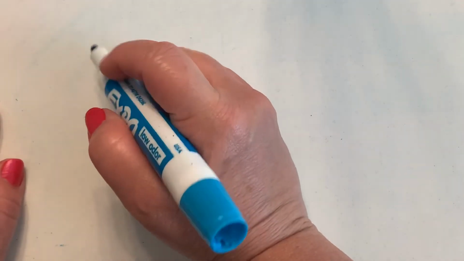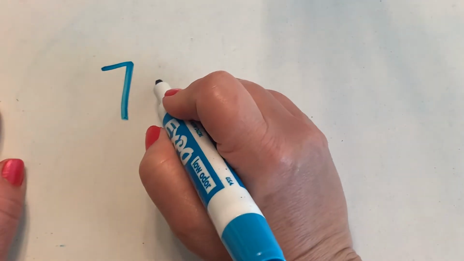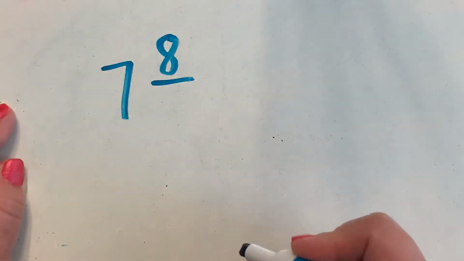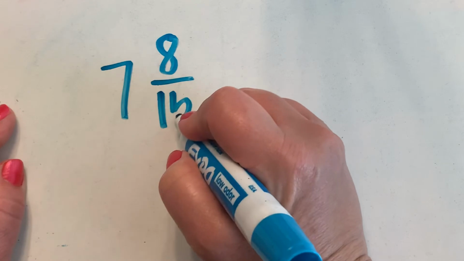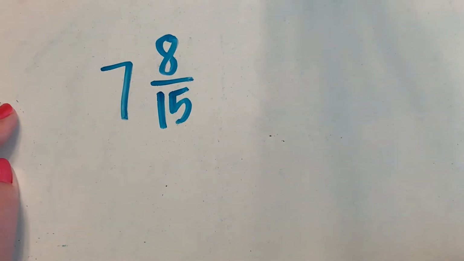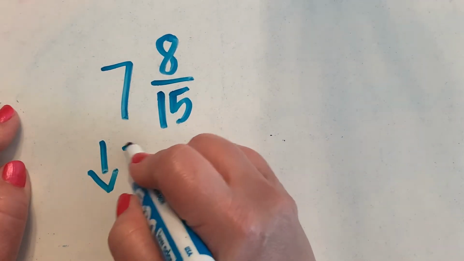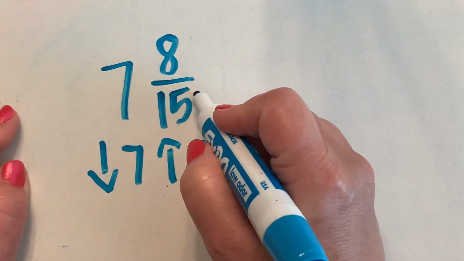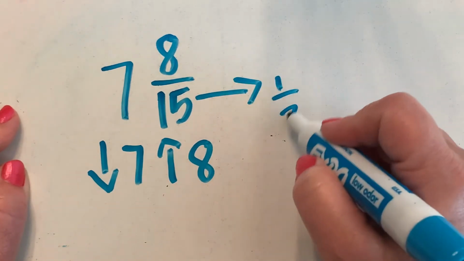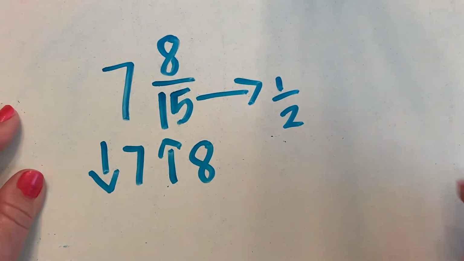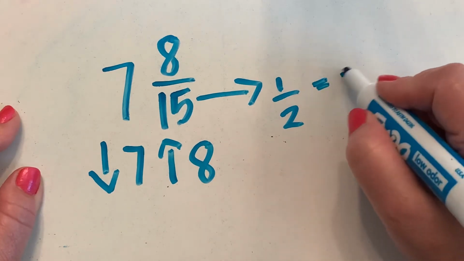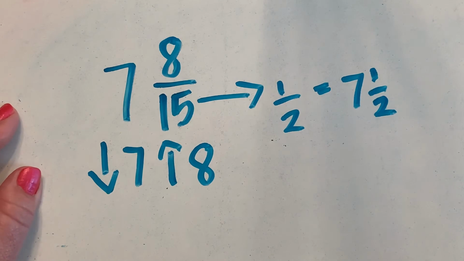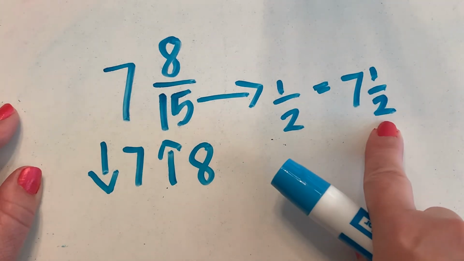Let's use the numbers 7 and 8 15ths. Are we going to round it down to 7 or up to 8? What do we look at? We look at our denominator first. Half of 15 is what? 7 plus 7 is 14. So half equals 7 1/2. All right, so half of 15 is 7 1/2.